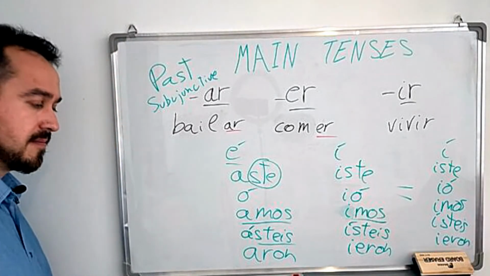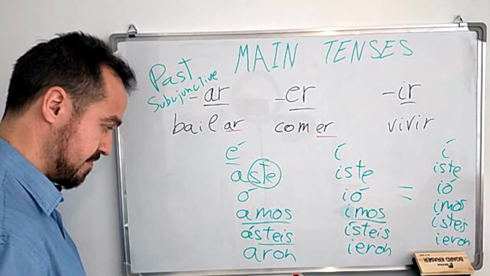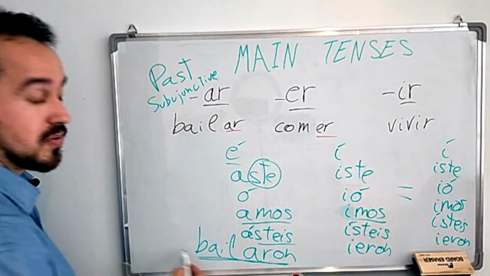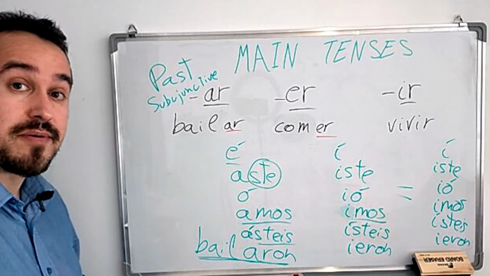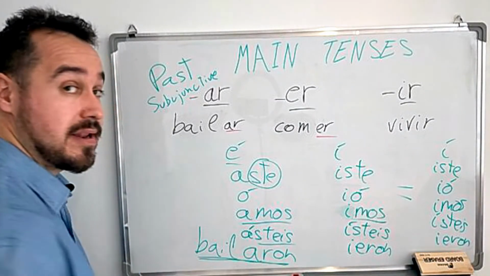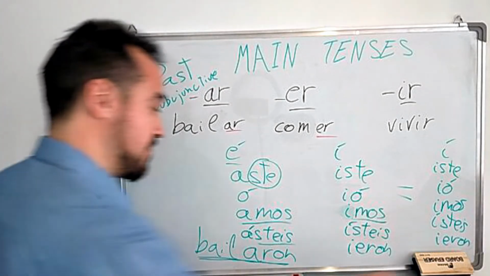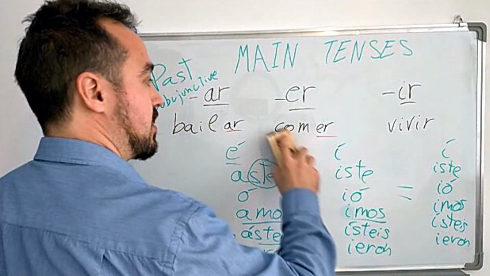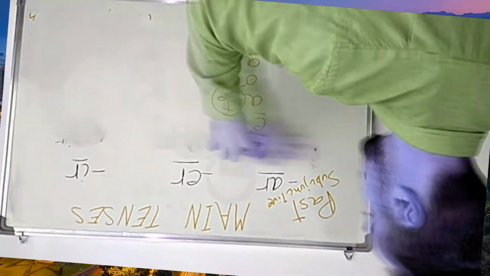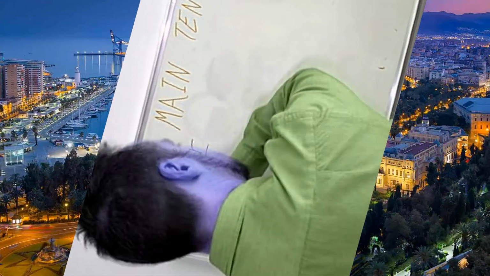So you're gonna take this one. So for example, you're gonna take the last one, okay? The they form. And you're gonna remove ON, and then we're gonna add the following. So I'm gonna click here.